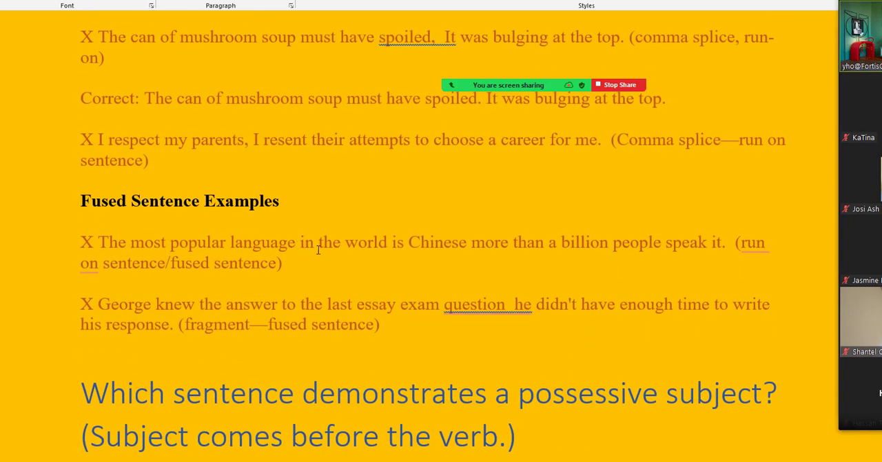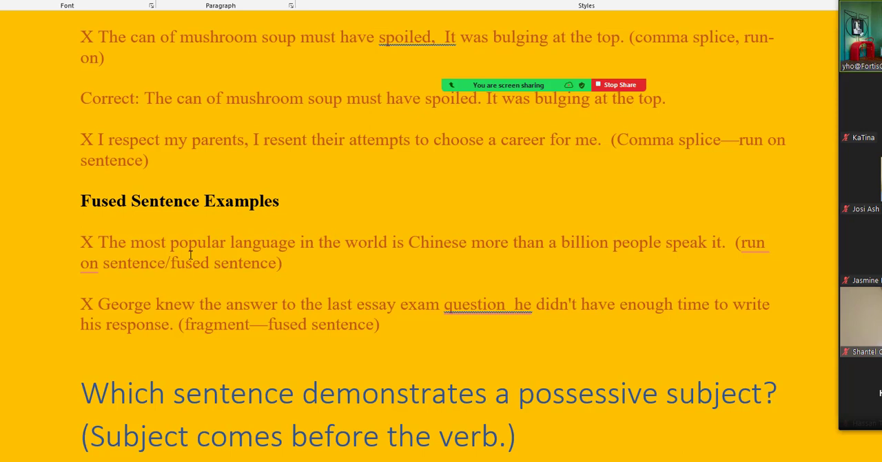The most popular language in the world is Chinese. More than 1 billion people speak it. And so here, right after is Chinese, you're missing a comma. So when you have two sentences fused together with no comma, then this is a run-on sentence.